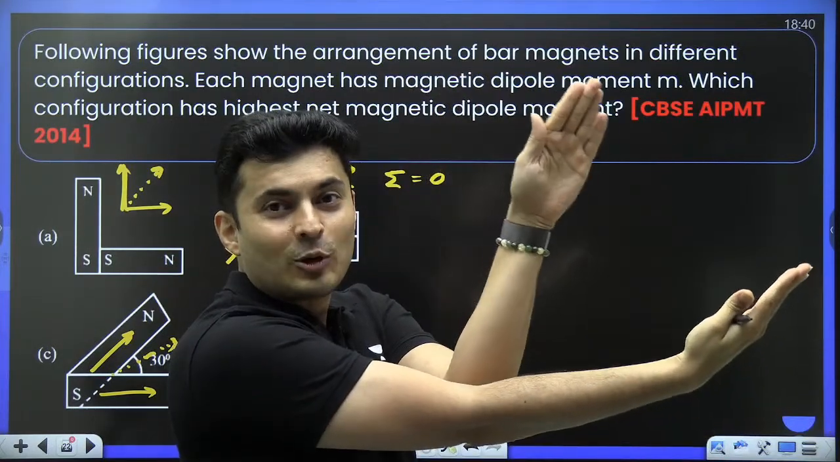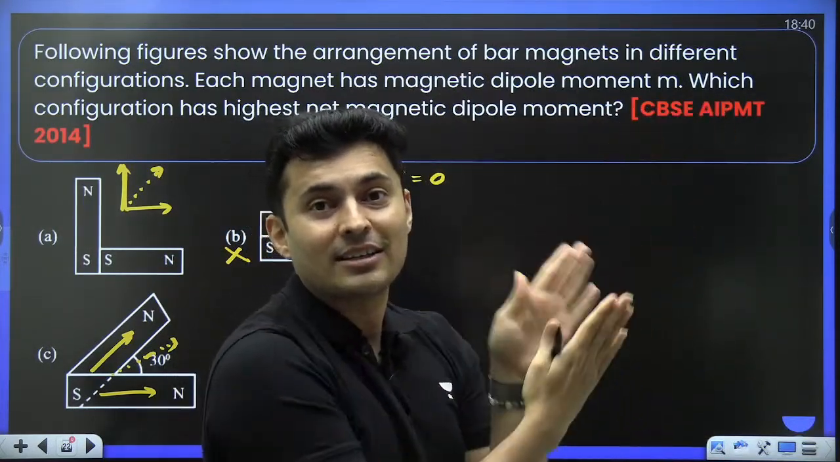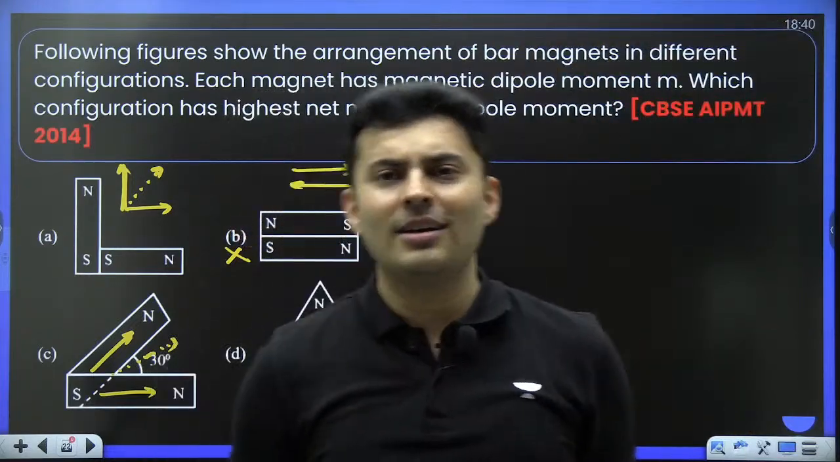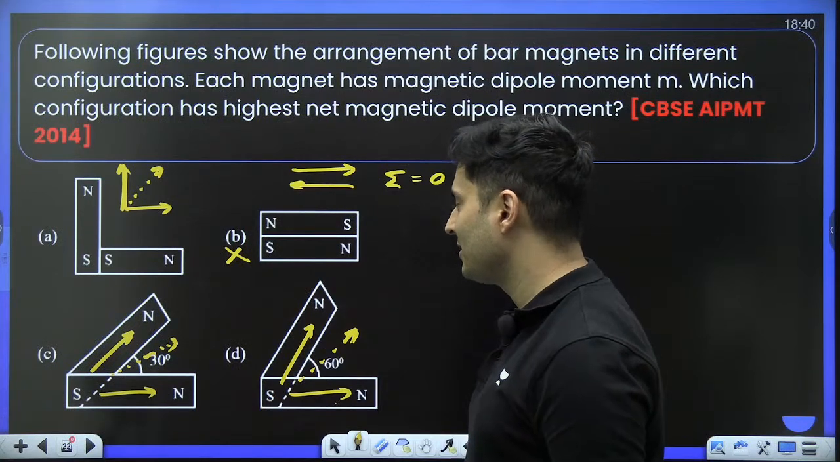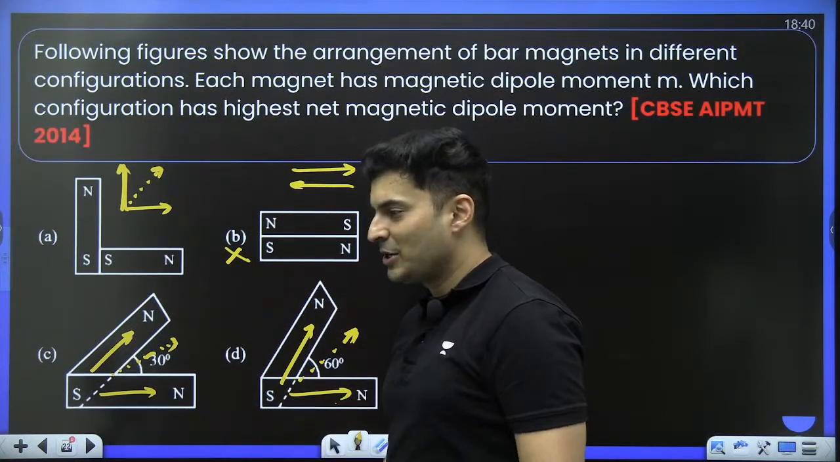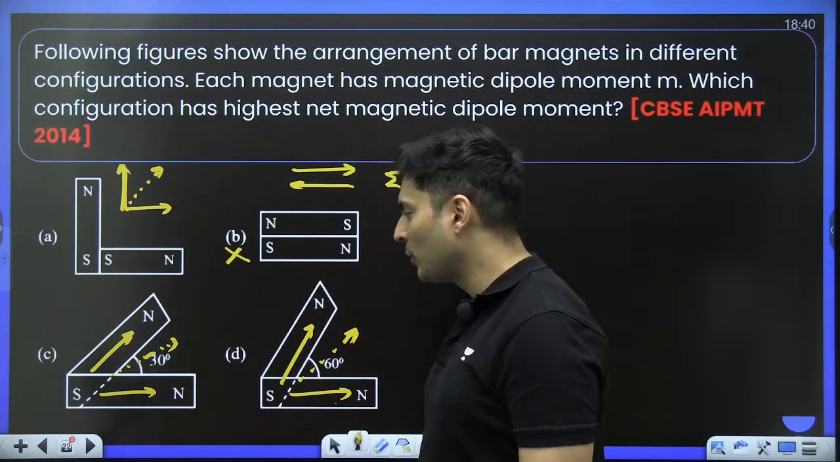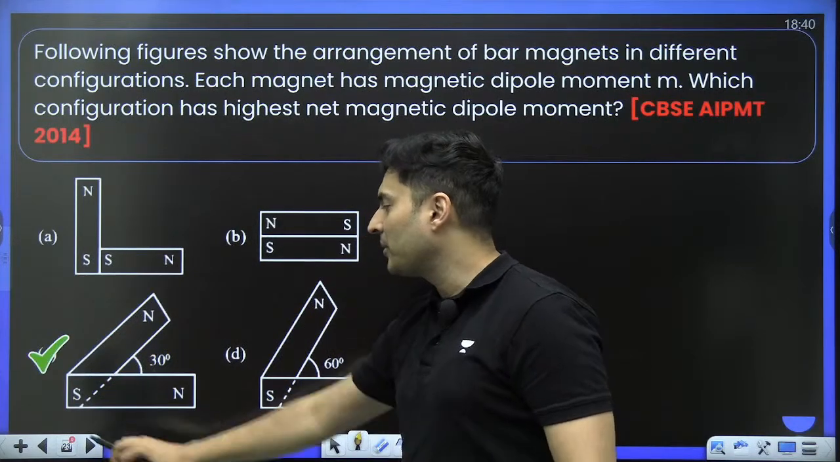The more the vectors are close, they will help each other, they will assist each other, they will produce a larger resultant. So hence 30 degrees is the answer, not this, not this. Perfect. Is that making sense? Clear? Let's go ahead to the next one.